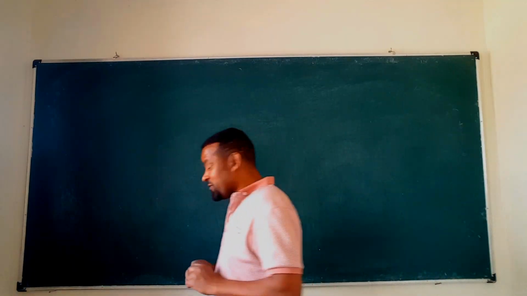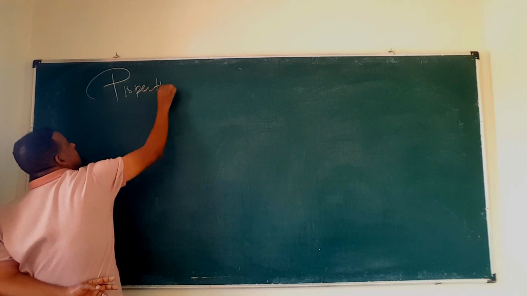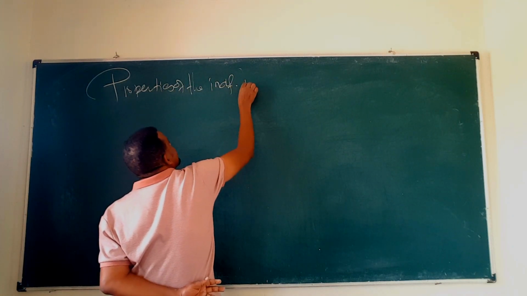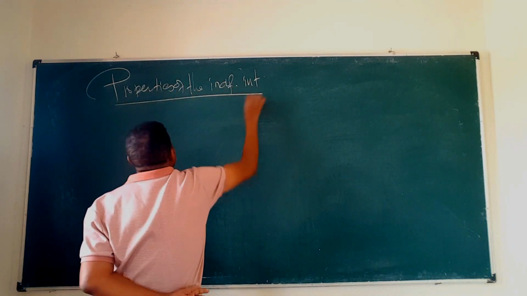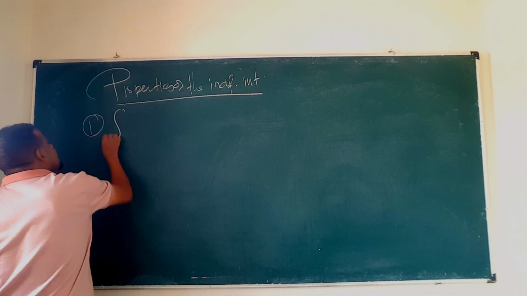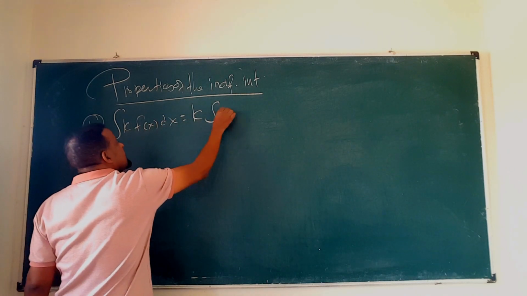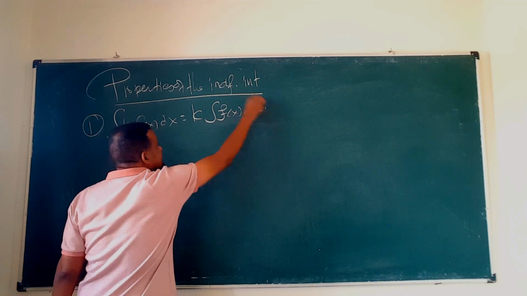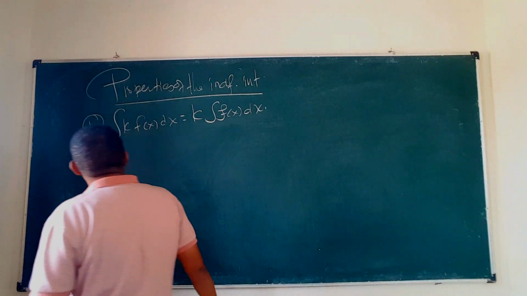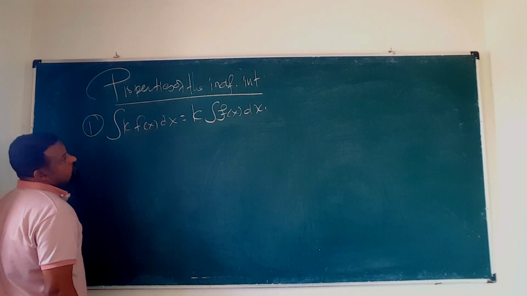Now let's see some properties of the integral. Properties of the indefinite integral. The first one: the indefinite integral is not affected by any constant. That means the integral of k times f of x dx is the same as k times the integral of f of x dx. So a constant doesn't affect the integration.